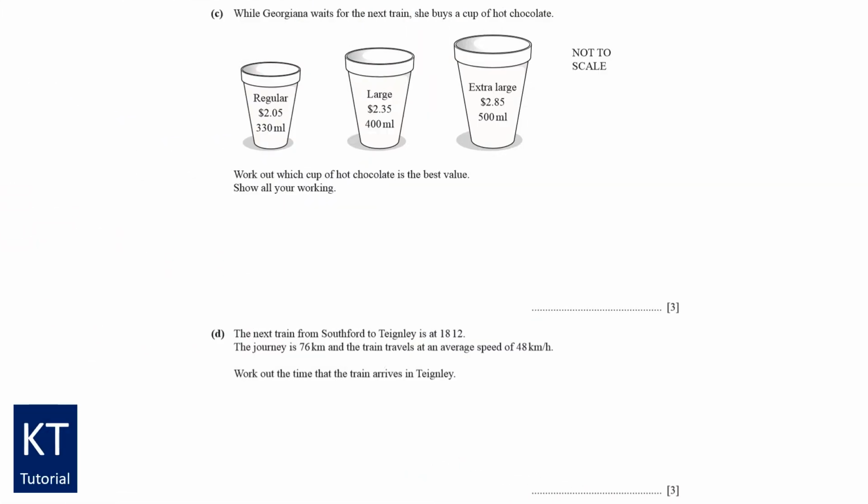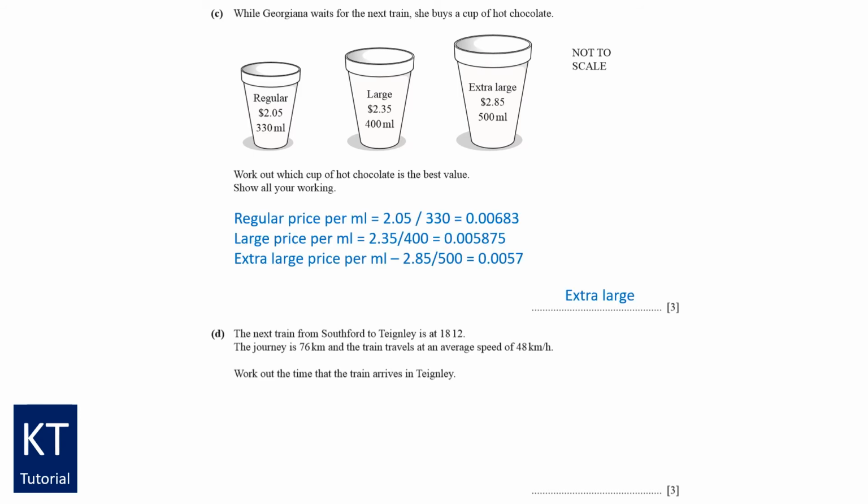Question 6C. While Georgiana waits for the next train, she buys a cup of hot chocolate. Work out which cup of hot chocolate is the best value. Show all your working. The one with the best value would have its price per milliliter as being lowest.